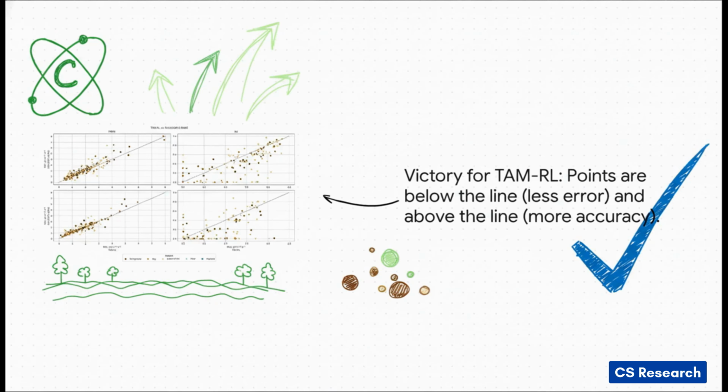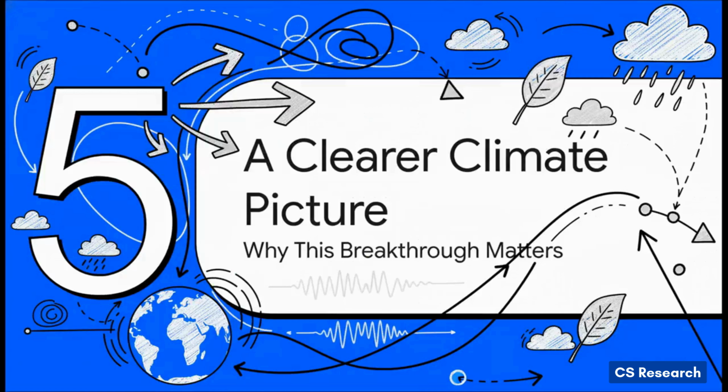And we can see this dominance on a site-by-site basis. In the chart on the left, any dot below the diagonal line is a win for TAMRL, meaning less error. On the right, any dot above the line is a win, showing higher accuracy. The trend is just undeniable. The vast majority of sites fall squarely in TAMRL's favor. Okay, so the AI is a better number cruncher. It wins the technical challenge hands down.